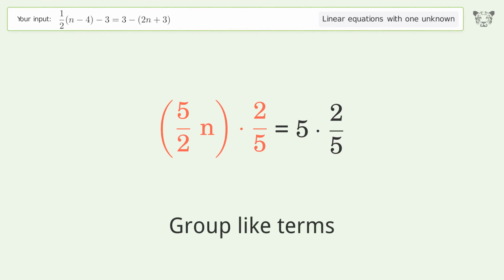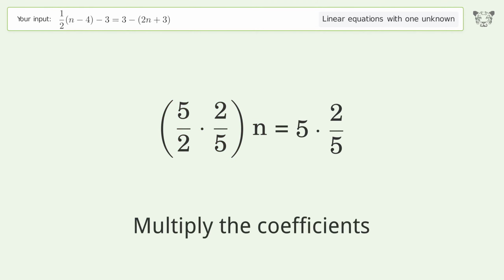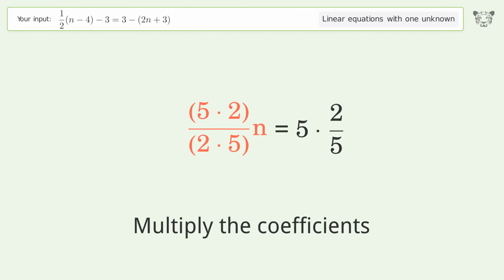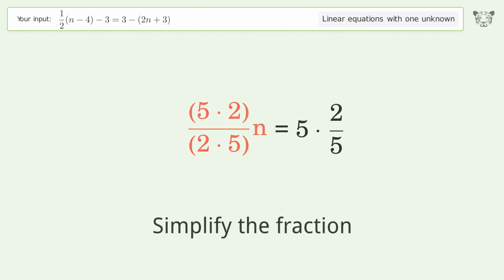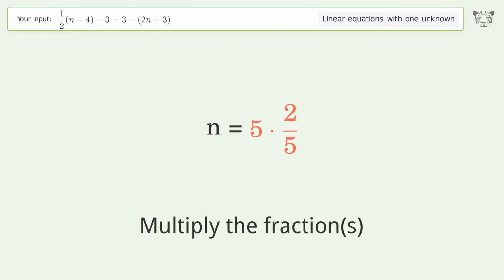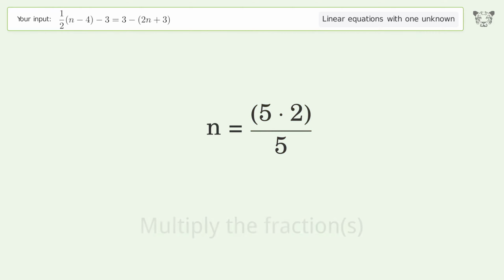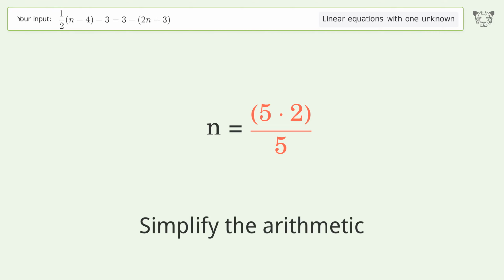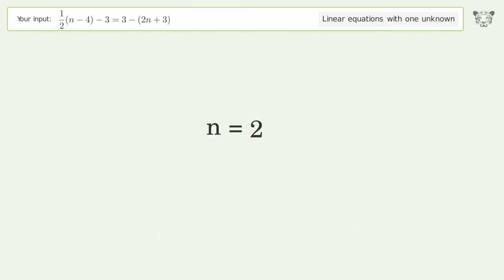Group like terms. Multiply the coefficients. Simplify the fraction. Multiply the fractions. Simplify the arithmetic. And so the final result is n equals 2.